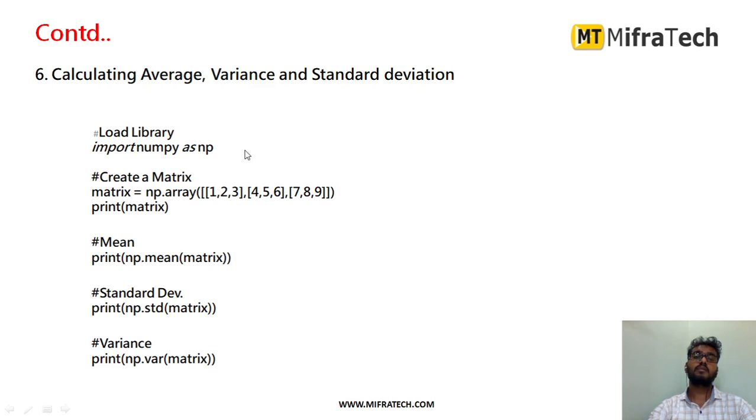Let's see how to find the mean or average of a matrix. Just by using this command, np.mean of matrix, we get the mean of this matrix. How to find the standard deviation? To find the standard deviation, we should just use np.std of matrix. This command is going to give us the standard deviation of this matrix. To calculate variance, we just have to use np.var of matrix. If we use this command, we are going to get the output as the variance of this matrix.